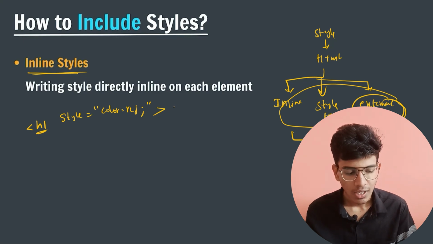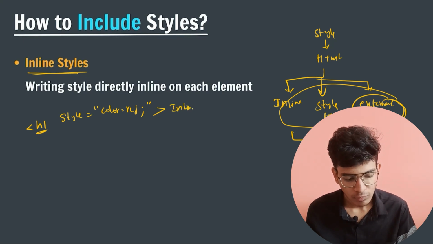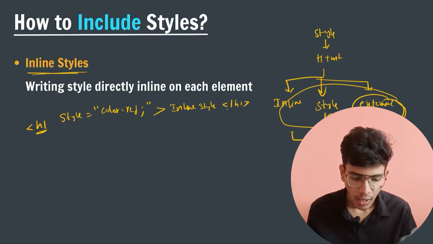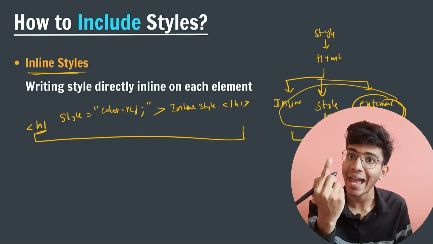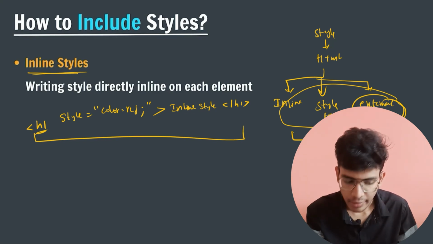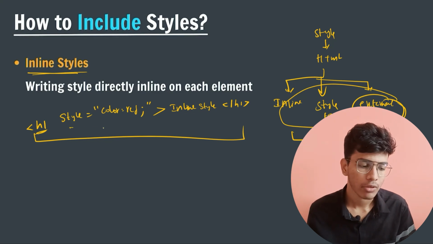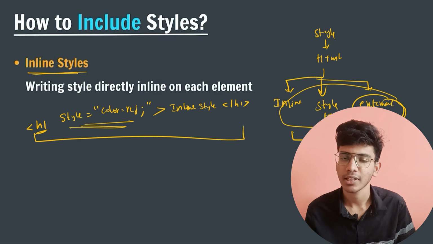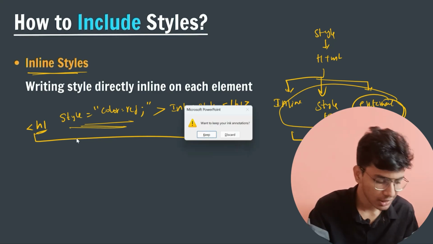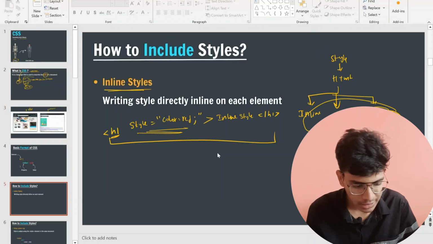And I will write inline style backslash h1. Now what will happen is that for this h1 tag only, for this one tag, I will have the styling. This method is known as the inline method. So let us try to code this. Let us try to write this inline method here in our VS Code.